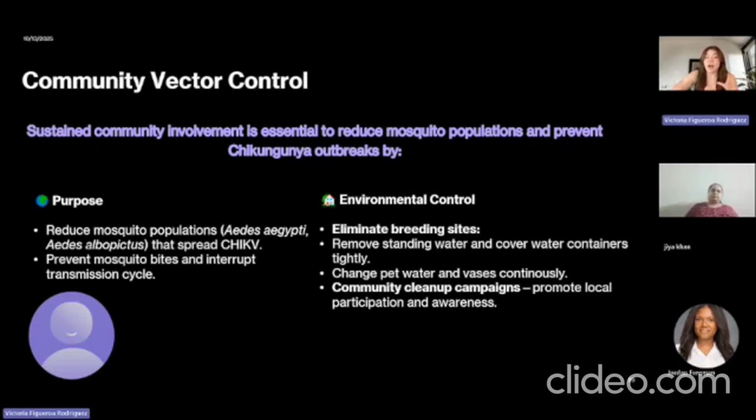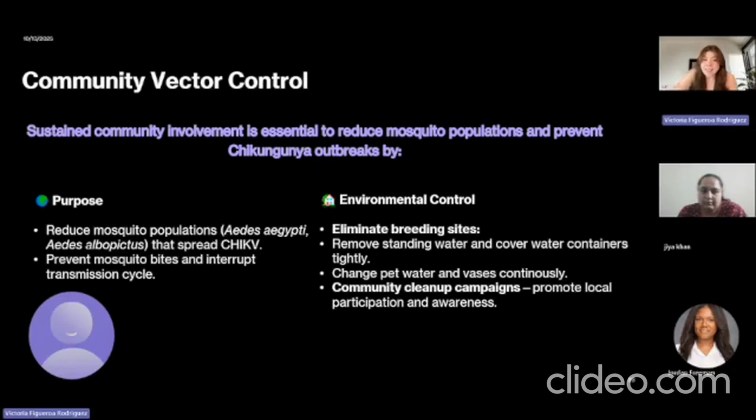Environmental control is eliminating breeding sites, and this is pretty much anywhere where you have standing water containers. You want to remove that water. You don't want any water to get contained or gathered, because mosquitoes can reproduce in those waters. If there is a specific water container that you have to keep that water in, then take measures to cover it and make sure that mosquitoes can't get into that water.